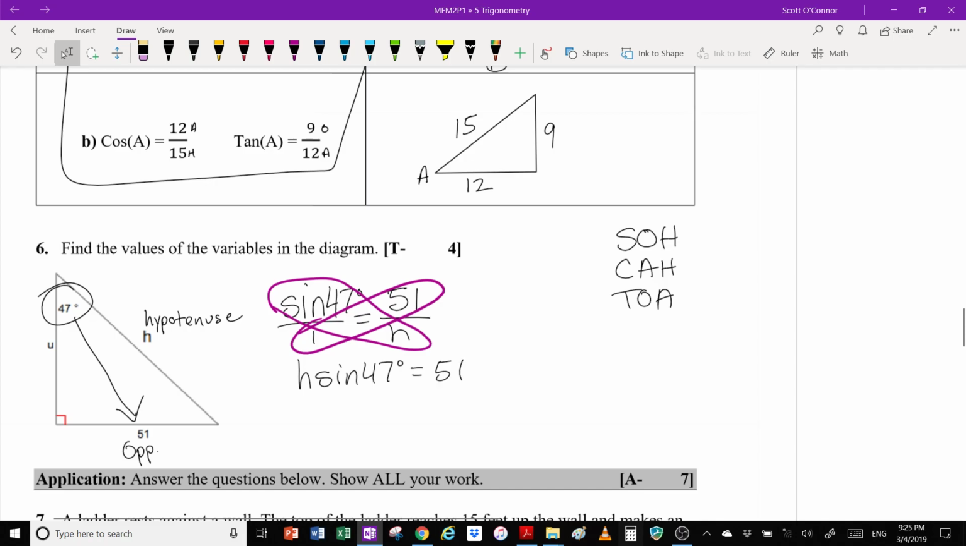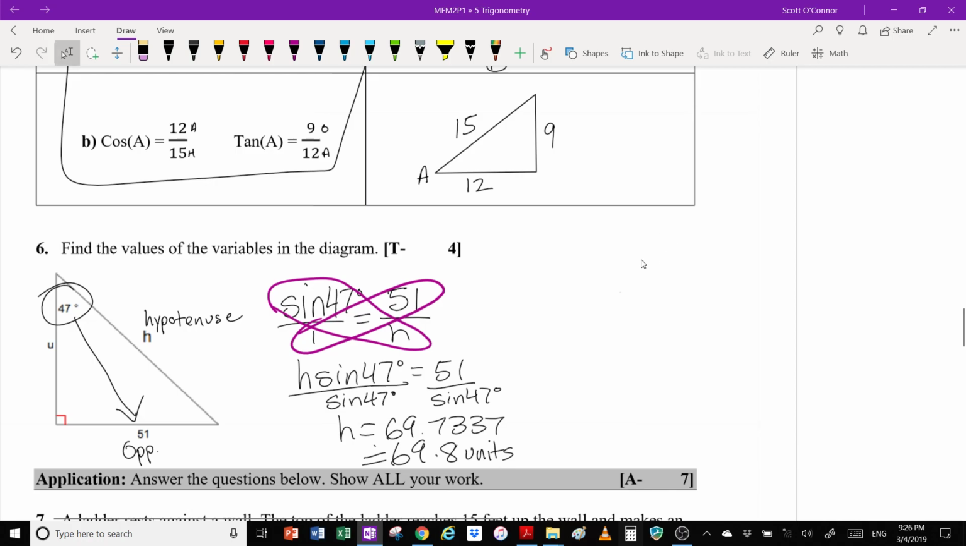We now want to again isolate h. To do so, we have to divide both sides by sin 47. We then get h is equal to, and when I do that, I should get 69.7337, and that means about 69.8 units.